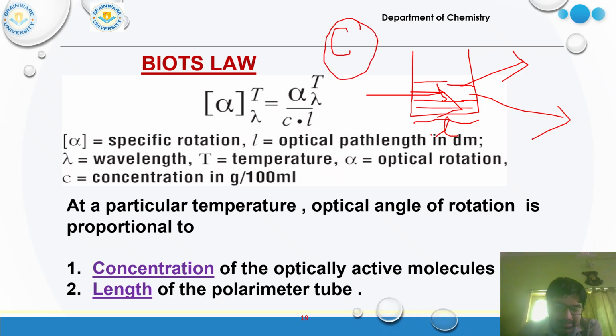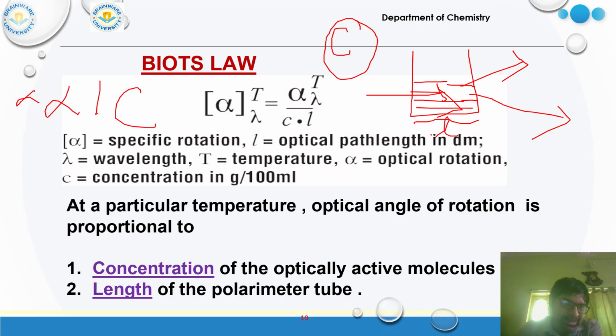So what is Biot's law? Angle of rotation is proportional to what? The length of the polarimeter tube and the concentration of the molecule. What are the constants here? The constants are temperature and the wavelength of light. So at a constant temperature and a constant wavelength of light, the angle of rotation is proportional to the concentration of the molecule and the length of the polarimeter tube.